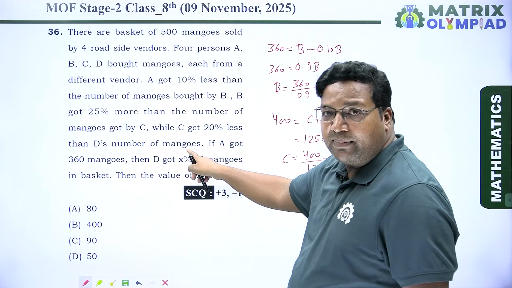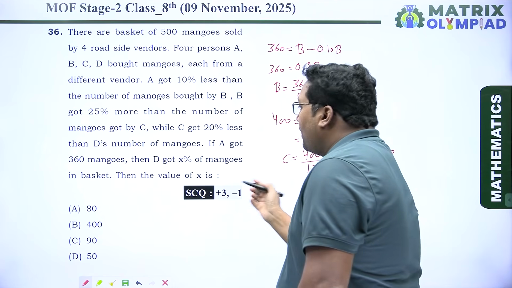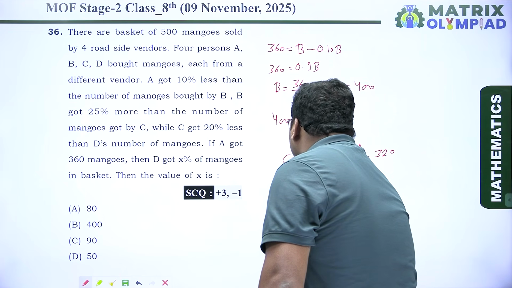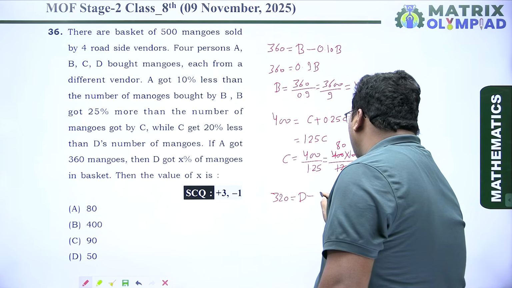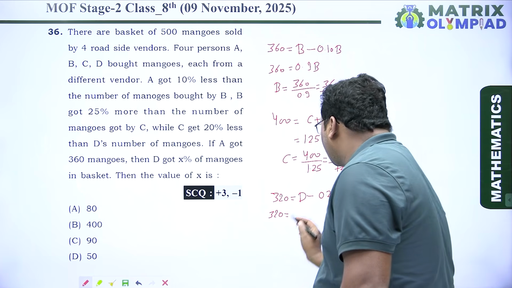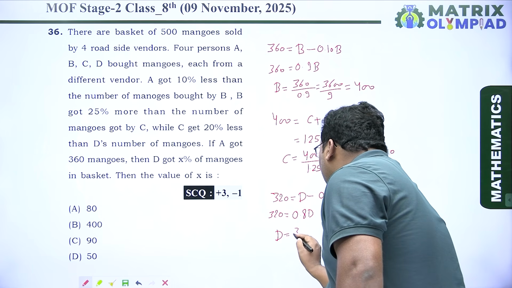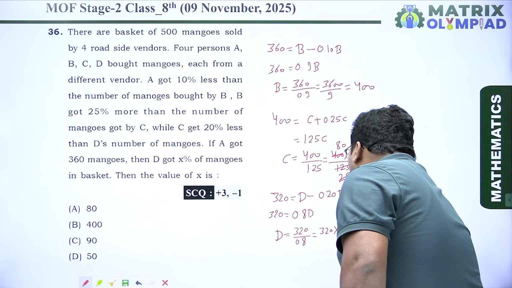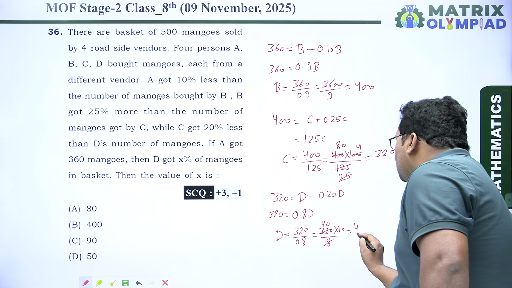In this statement it is given, C gets 20% less than D's number of mangoes. So again we have to frame an equation according to this statement. So 320 is equal to D minus 20% less, it means 0.20 D. When we solve this equation, we get 320 equal to 0.8 D, and the value of D is 320 upon 0.8, which is equal to 320 into 10 upon 8. 8 4s are 32, so it is 40. 40 into 10 is 400.